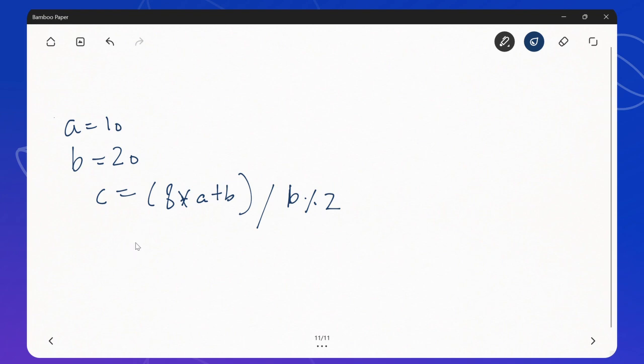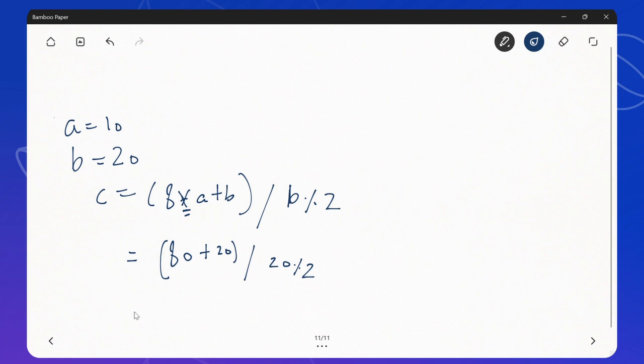To solve this expression, the first thing that comes to mind is the parenthesis. So the first step is that we have to solve the parenthesis. And when we solve this parenthesis, we see that multiplication has higher precedence than plus. So first multiplication has to be done. 8 multiplied by A, and A is 10. So 8 multiplied by 10 becomes 80, plus B. B is what? 20. So this is the parenthesis, divided by 20 mod 2.